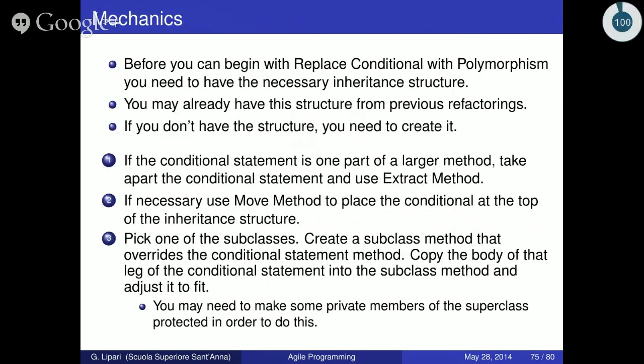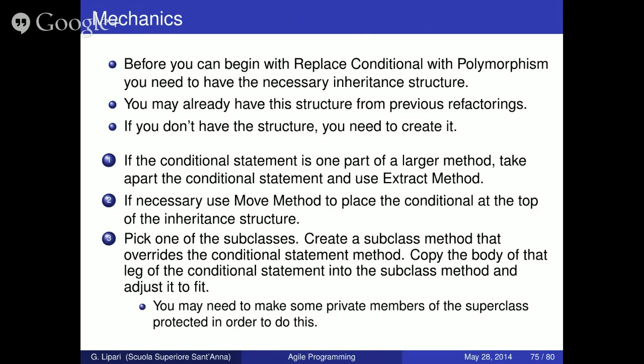So now get speed is implemented in different ways in the different classes. So before you can begin with this refactoring method, you need to have the necessary inheritance structure. So you may already have this from previous refactorings, otherwise you need to create it.